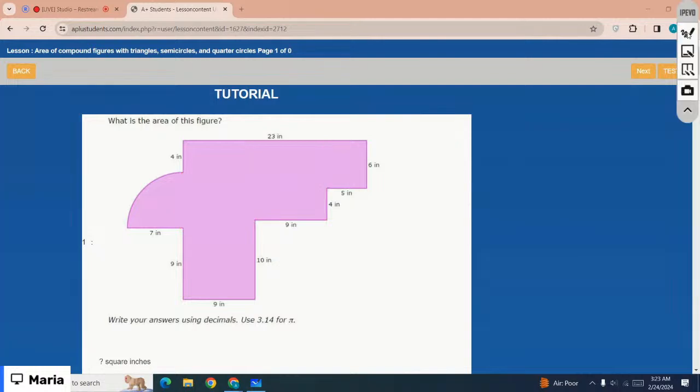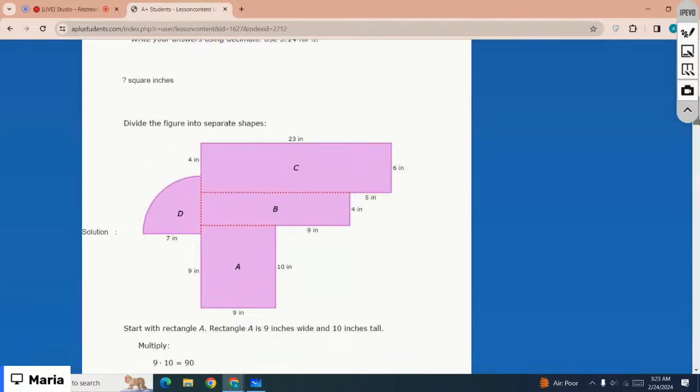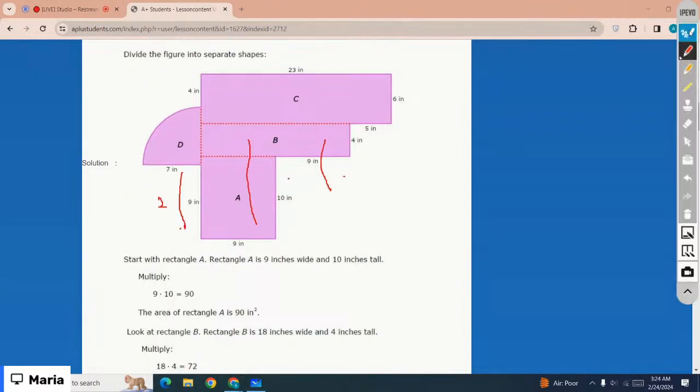Let's see how they did it in the question. Okay, yes, they did the same. Okay, they did it like this. You can also do it like this, right? Whatever method, you can divide like this or like this. So in the example, you divide it like this into a, b, c, and d. Now you need to calculate the area of rectangles a, b, c and then the semicircle d, right?